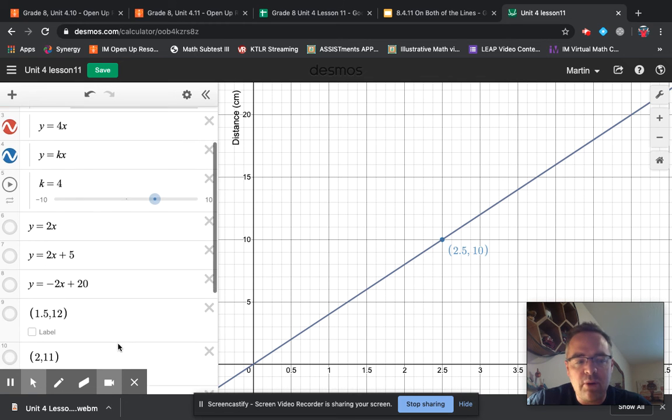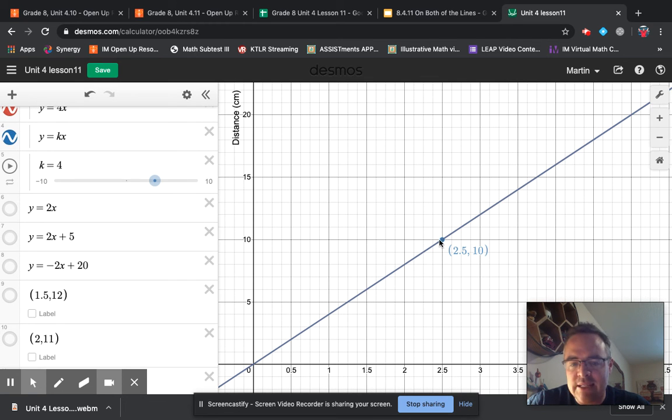The most popular method was that students went back in time. They saw that in 2.5 seconds they cross at 10 centimeters, so they said, if you take away a second, then it would be 2 centimeters further away, which means we're not going to take away 2 here, we're going to add 2. So they got that point, which, as we can see, is at 1.5 seconds, the ant would be 12 centimeters from where the ladybug started. That was the most common method.